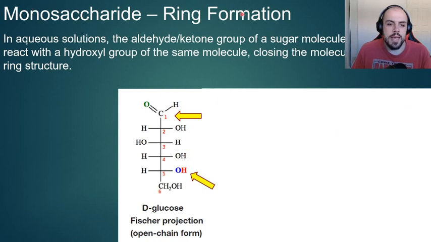Now, let's look at our Fischer projection, but then try to wrap our head around how we can take our Fischer projection and rewrite it as a Haworth projection.